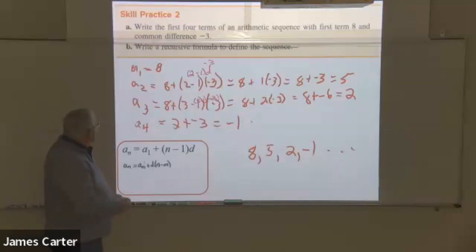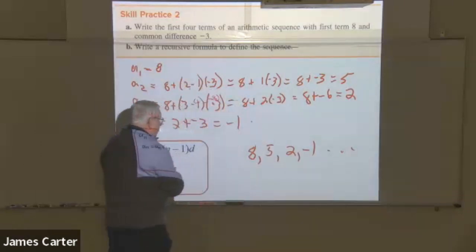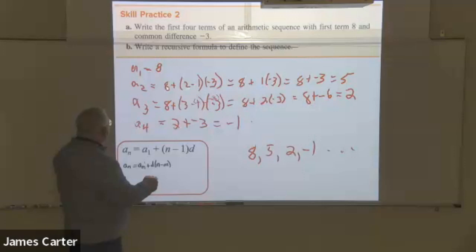Okay, let's look at this one. This is done the way that I prefer it. Okay. Write the first terms with the first term is 8. A sub 1 is 8. Common difference -3. So for the second term, n is 2. I have first term plus 2 minus 1 is 1 times -3 gives me 8 plus -3 is 5.